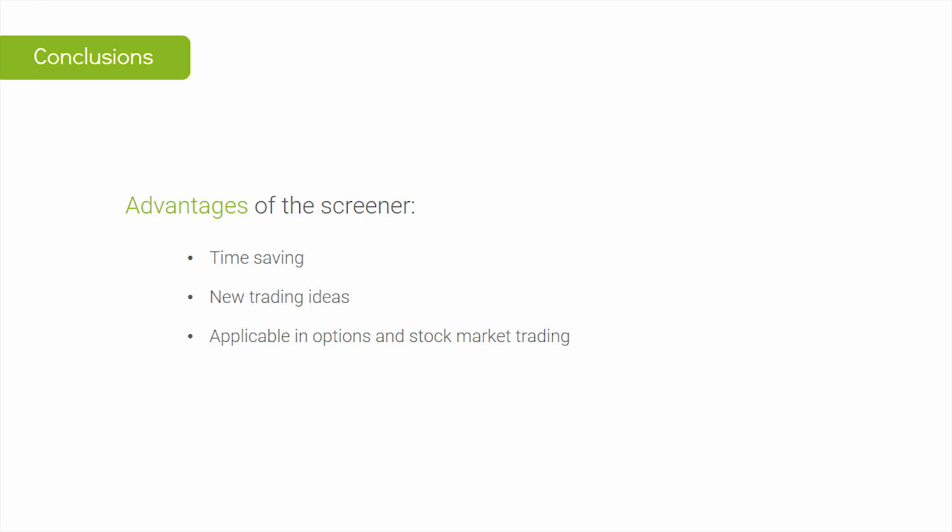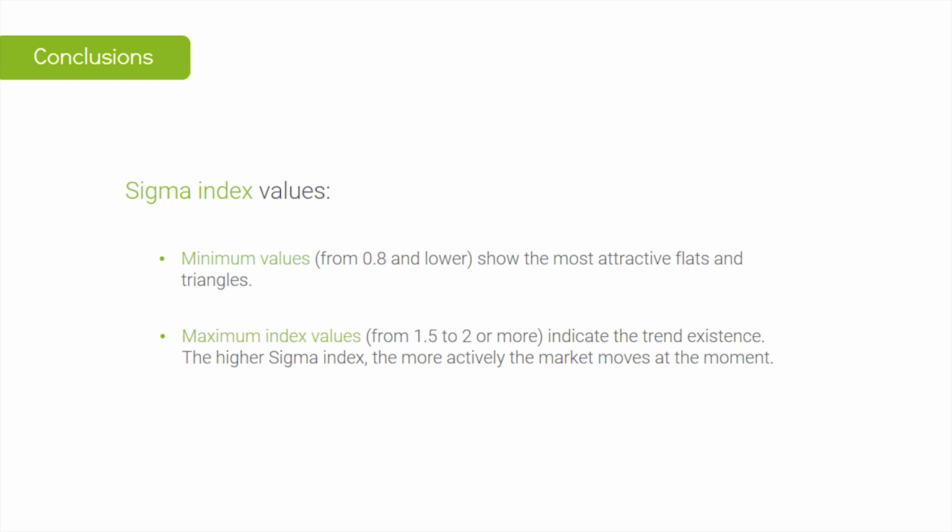Stocks from the middle of the list can become future participants of the top, but you can hardly find something interesting among them now. In our experience, the most attractive flats and triangles can be found in stocks with a sigma value of 0.8 and lower. The opposite values, from 1.5 to 2 or more, indicate the existence of a trend. In other words, the higher the sigma index, the more actively the market moves at the moment.